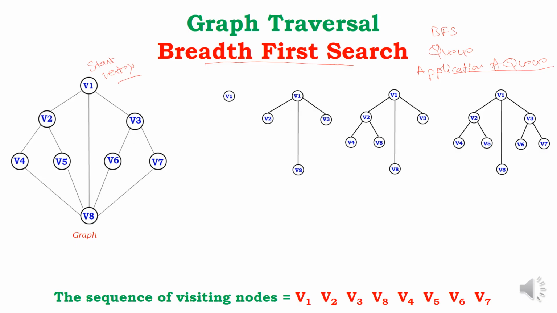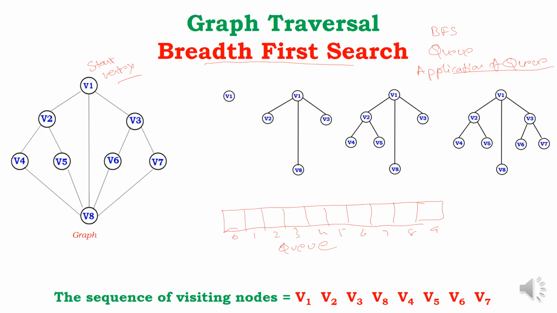This graph traversal uses a queue. Assume that there is a queue. Initially, we initialize it to an empty queue. We can add some number of nodes here, any number of nodes. So select a queue and initialize it to empty, and we are selecting V1 as the start vertex.